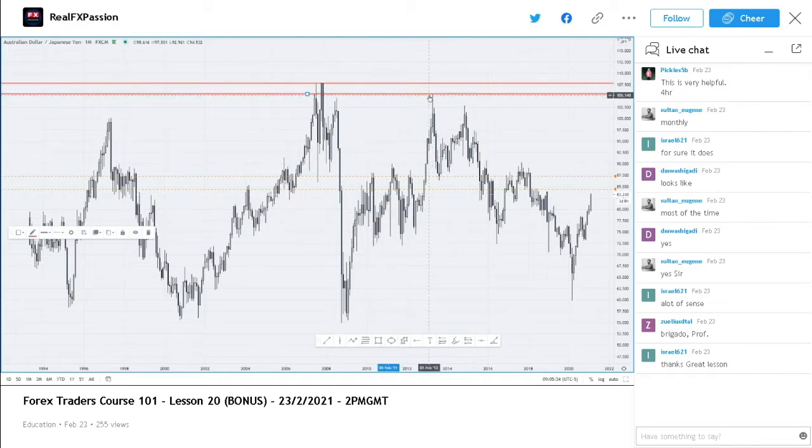GBP NZD, okay, we're going to do it later. We already started with AUD JPY. Okay, so one more, and we're going to scroll down, scroll down, scroll down.